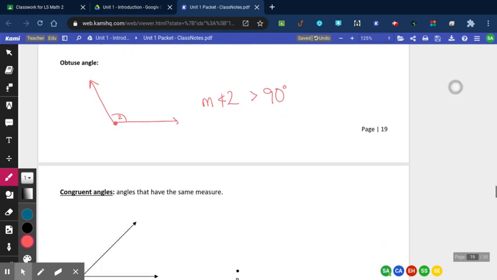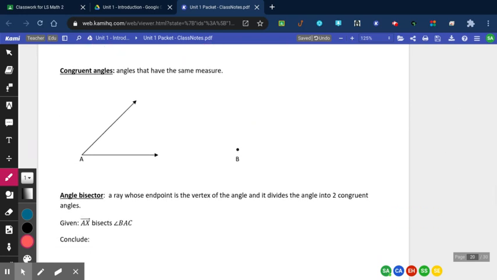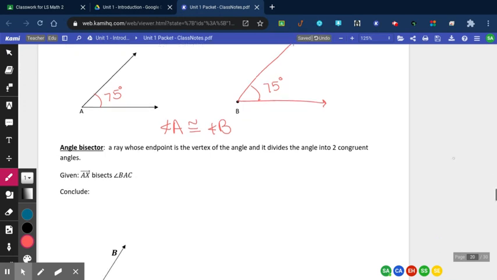Now, when we talk about angles, something that we might see are congruent angles, which are angles that have the same measure. For instance, if angle A is 75 degrees, then angle B would have to be 75 degrees. I would say angle A is congruent to angle B. That means they have the same measure. That should be pretty self-explanatory.